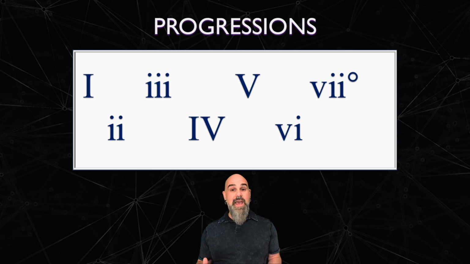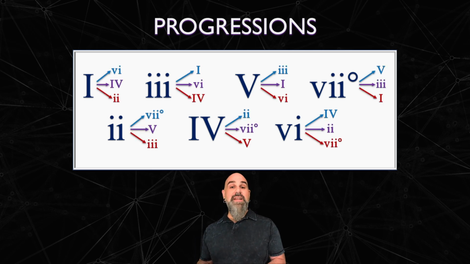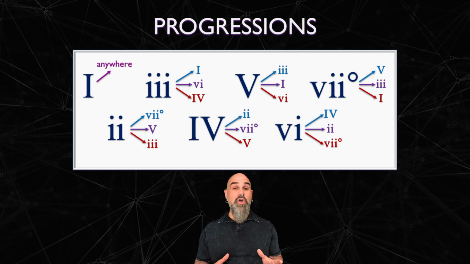So, if you're keeping track, we have 7 diatonic chords, and whether they're triads or 7th chords, they have 3 other chords that they naturally progress towards. There are a few big exceptions to these rules, and they all have to do with that all-important drive from 1 to 5 and back to 1. The 1 chord gets a free pass. It's home base, it can go anywhere, and any chord can go to it.